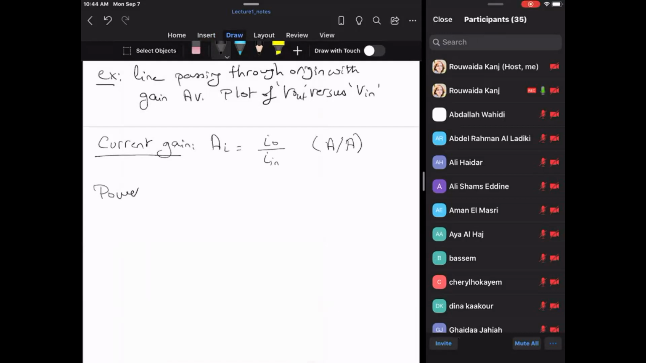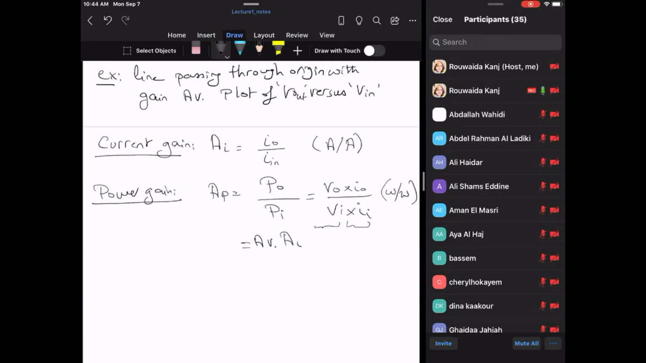Just like we have voltage gain, we also have power gain, and the power gain AP is equal to the power of the output over the power of the input. We can express it as VO times IO over VN times IN, and the unit is watts per watt. This can be expressed as AV, the voltage gain, times the current gain.